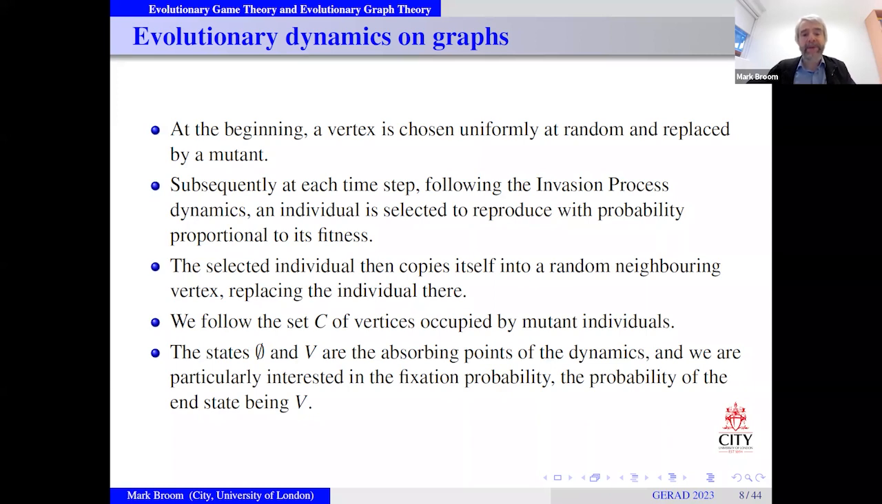And so you follow the set of mutants. So there are some vertices that are mutants, some are residents, and so you have a set C, which is the vertices that are the mutants, and then all of the others are residents. And so there's a one-for-one swap in each case. So the population always stays at size n, the total number of vertices, and you just follow the set of vertices that are mutants until either you reach the empty set, so the mutants are eliminated, or you reach the full set where the residents are eliminated, and then that's the end of the process. And we're interested in what's called the fixation probability, the probability that given you start with a single random mutant, you end up at a full mutant population rather than a resident population.